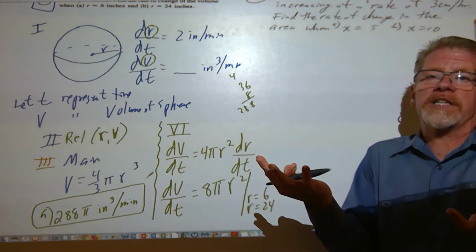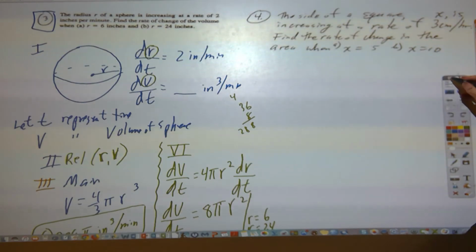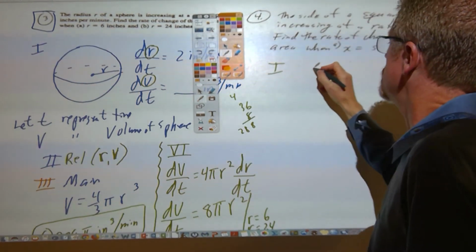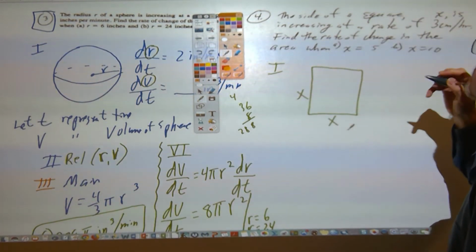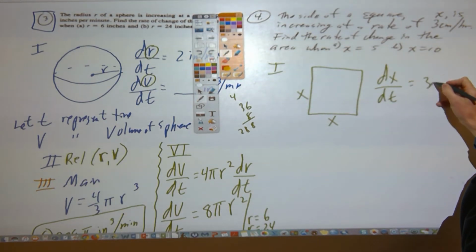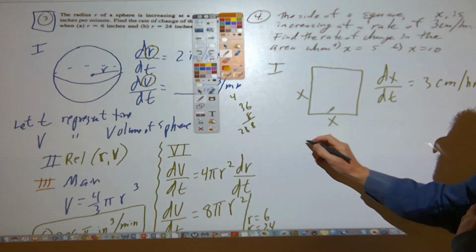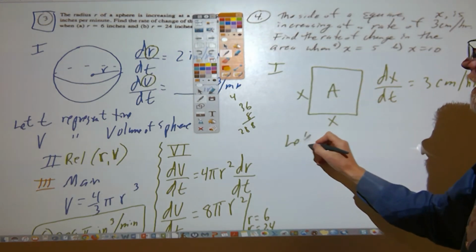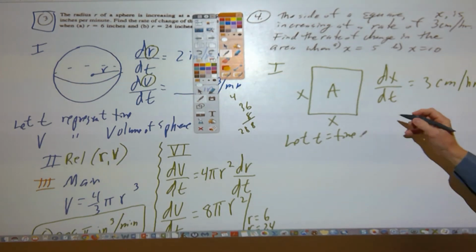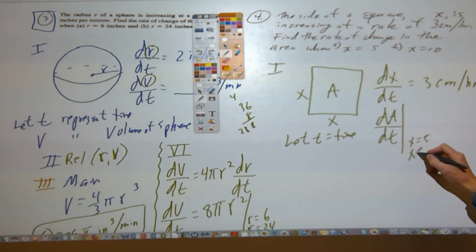Now that's a related rates problem. It's not too bad as long as you know implicit differentiation. Let's try another one. Try number 4. Number 4 says the side of a square is x. So in Roman numeral 1, we're going to draw a square with side x. It's increasing, so dx/dt is 3 centimeters per hour. I'm going to call the area A. I'm going to let t equal time. It says find the rate of change in the area. So they're asking us to find dA/dt when x equals 5 and when x equals 10.